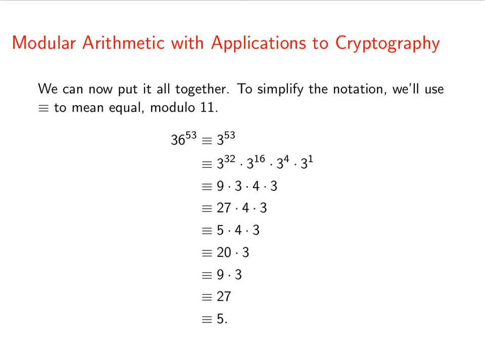So without any very difficult computations, we've managed to compute 36 raised to the 53 mod 11. And remember what that means. It means that if we have the number 36 to the 53 power and we divide it by 11, we'll get a remainder of 5. Okay, that's all for now.